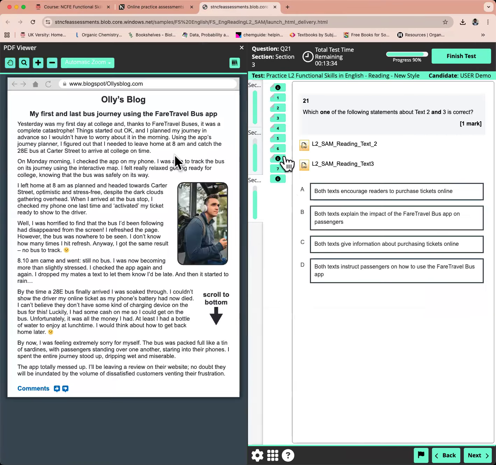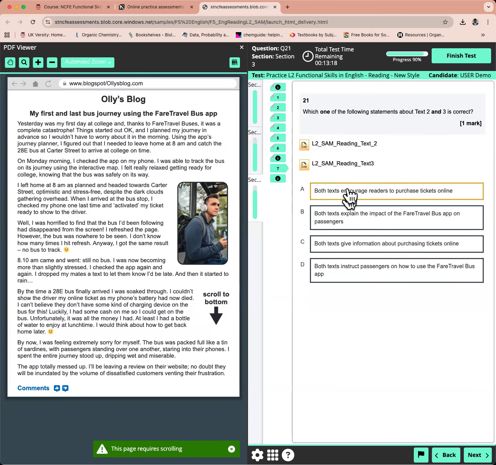Now there are some questions related to the text too, because this section consists of both. It says which one of the following statements about text 2 and 3 is correct. So comparing this one along with the previous text, which is written by Pat Hargreaves, which of the two is correct.